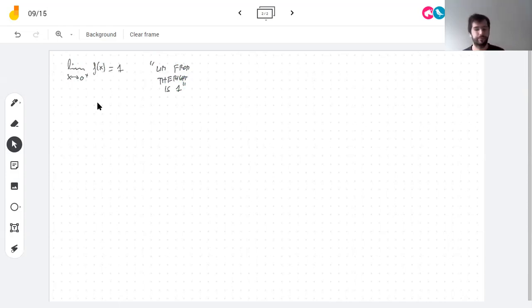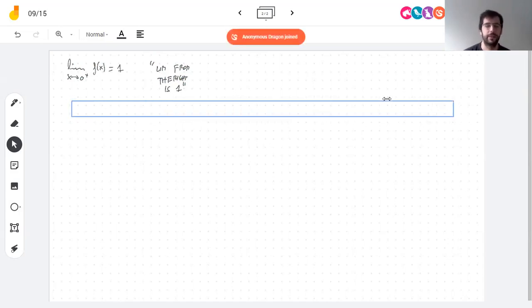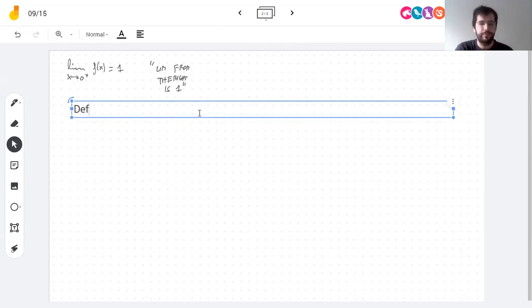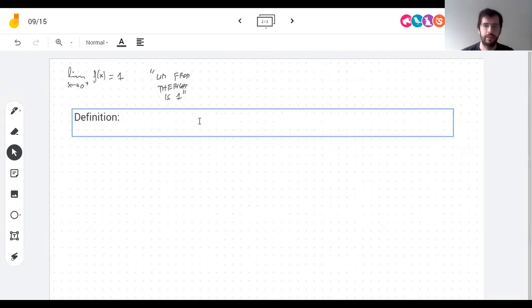So that's it. A limit from one side is exactly the same thing as a limit, except for a limit, we let x approach a particular point from both sides. For a one-sided limit, we only let it approach from values either bigger or smaller. So let's write that down. What am I trying to say?